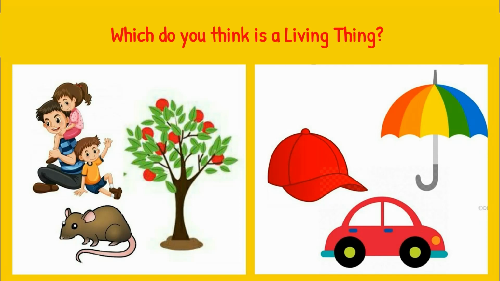The picture on the right or the picture on the left? The picture on the right has a cap, an umbrella, and a car, and the picture on the left has a tree or a plant, humans, and an animal. So which one do you think is a living thing? Something that can grow, reproduce, move, and breathe. You can pause the video if you need extra time to think. Okay, you're right. It's the picture on the left.